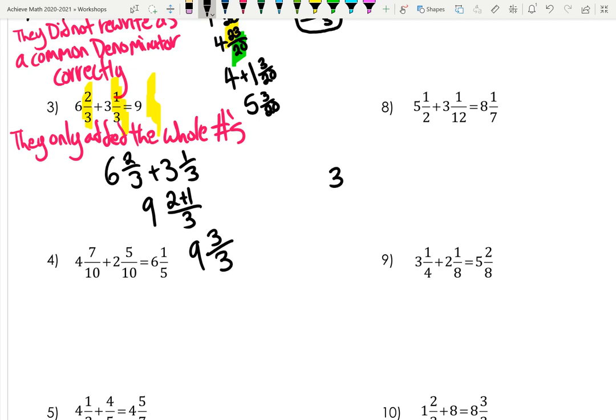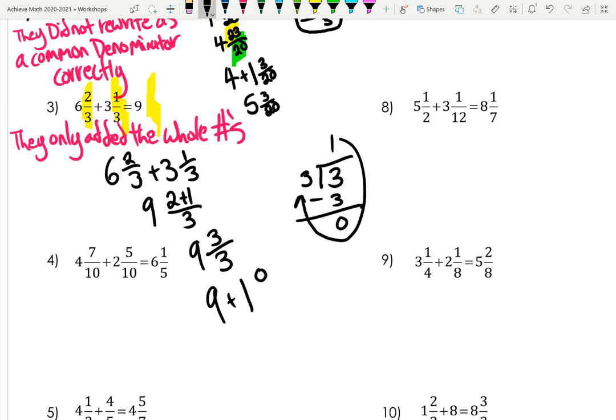Now this is a division problem. What is 3 divided by 3? 3 goes into 3 one time, leading me to 9 plus 1 0/3. I can erase this. 0 divided by 3 is just 0, turning my final answer to just simply be 10.